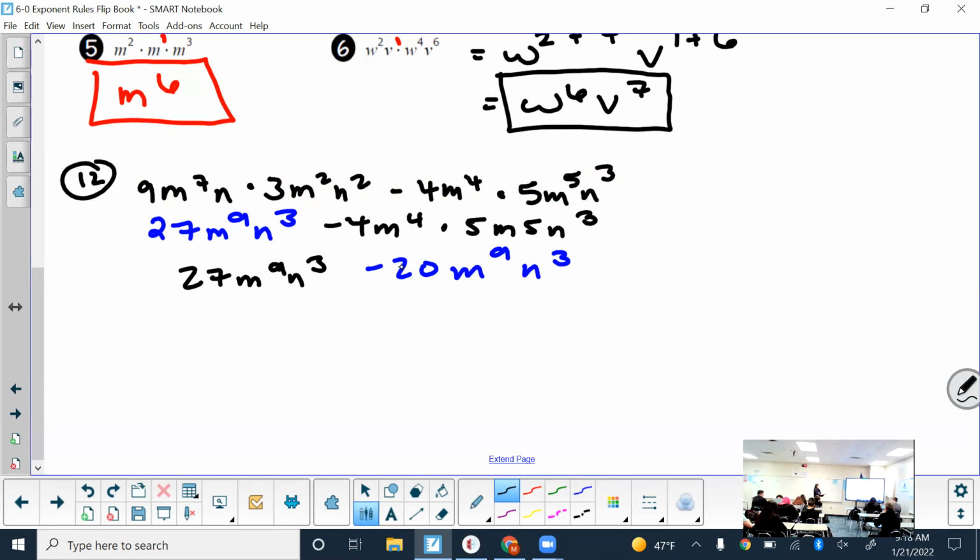We have a subtraction problem. Sometimes they're not like terms and you just stop there. But are these like terms? Yes, they are. So then you combine the coefficients. What's 27 minus 20? 7. Good. And then what do I do with the variables and exponents? Keep them the same. 7 m to the 9th n cubed. Good there?